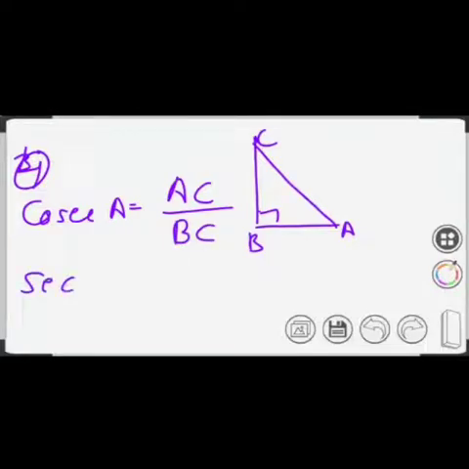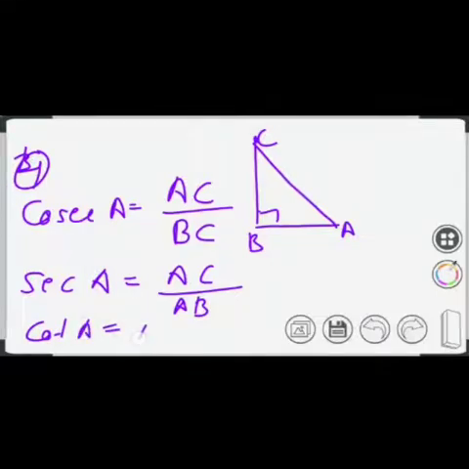What is secant? In short, we say sec A. What is secant A? It is the hypotenuse, that is AC, divided by side adjacent to angle A, that is AB. And what is cot theta? So cot A is side adjacent to angle A, that is AB, divided by side opposite to angle A, this is BC.